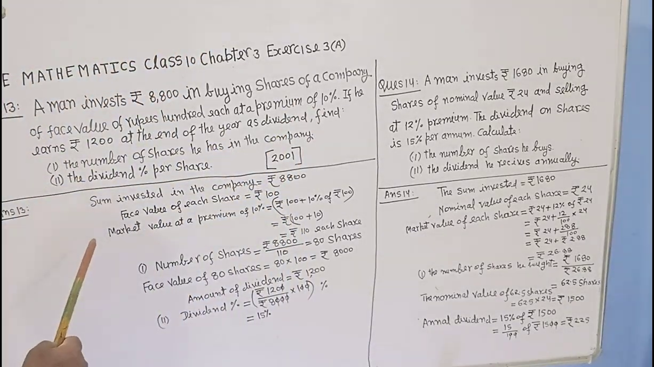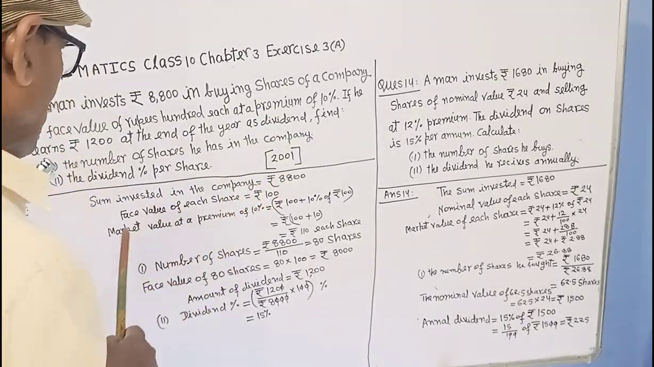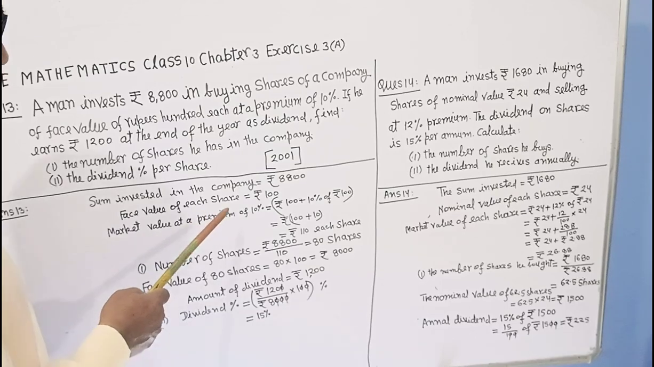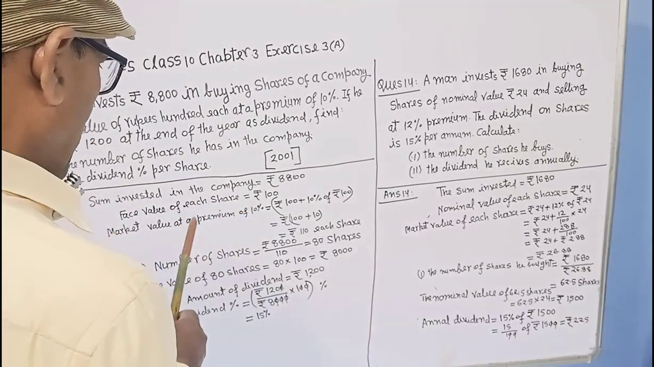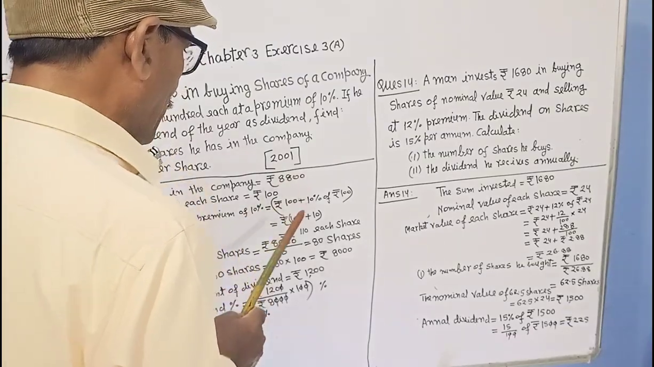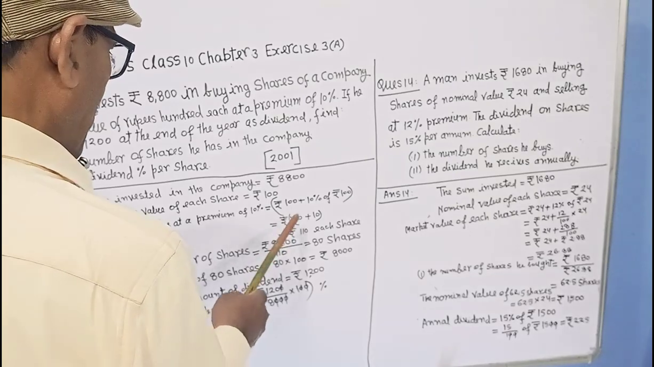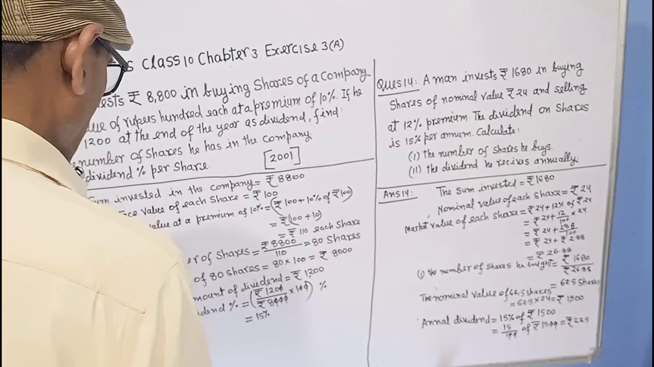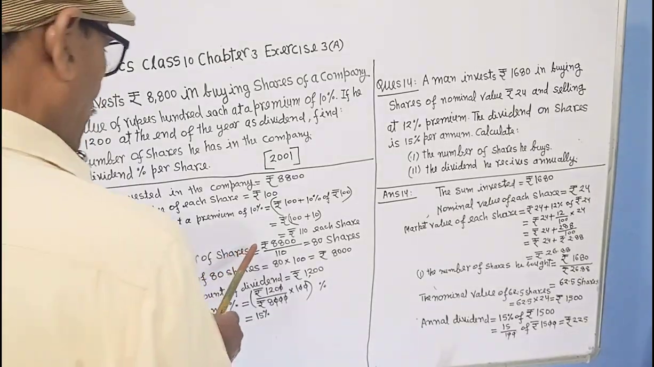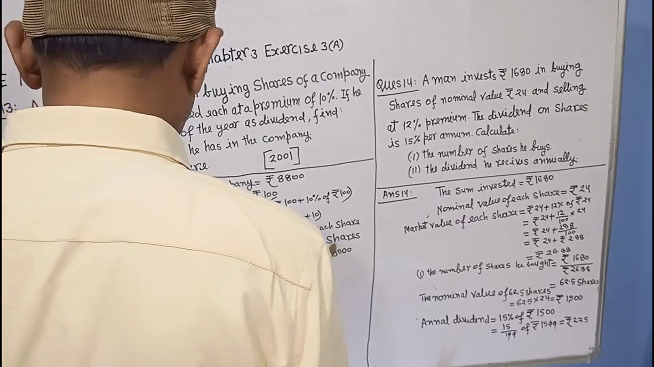Answer 13. Sum invested in the company is equal to rupees 8,800. Face value of each share is equal to rupees 100. Market value of each share at a premium of 10% is equal to rupees 100 plus 10% of rupees 100, equal to rupees 110 each share. Number of shares is equal to rupees 8,800 by 110, equal to 80 shares.